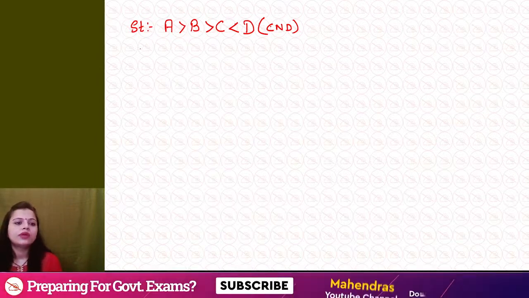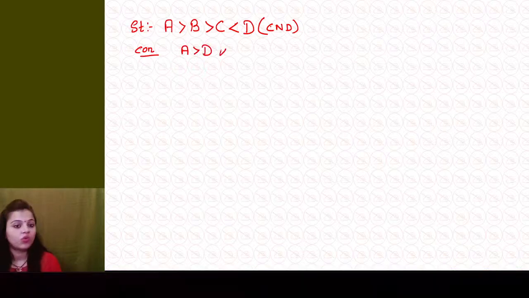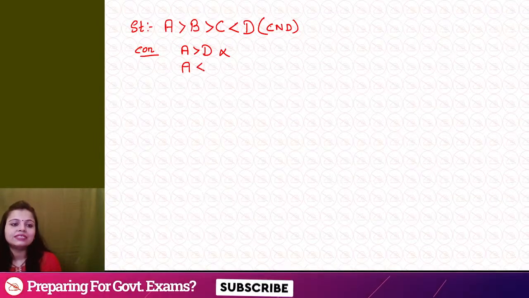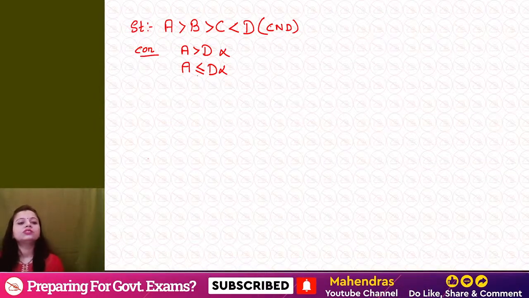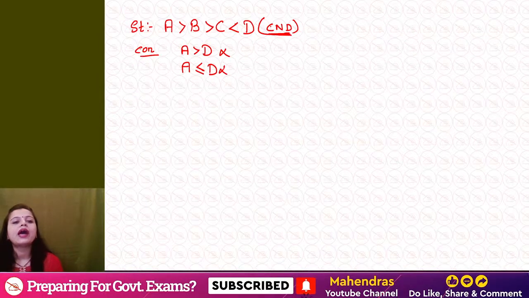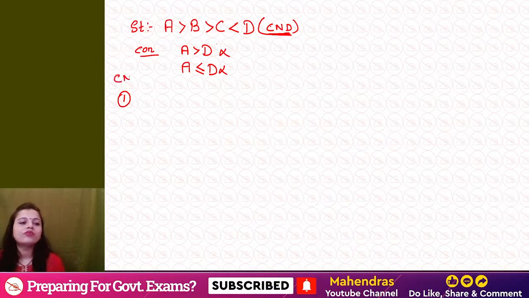Now, if I'm saying the conclusion that A is greater than D, this is wrong, because we don't know the exact relation between A and D, right? Now, if I'm saying A is less equal to D, again wrong, because we cannot say the exact relation between A and D. So in this case, if you are getting the statement as C and D, and both the conclusions are wrong, then you have to go for the three rules. These rules are for the C and D case.